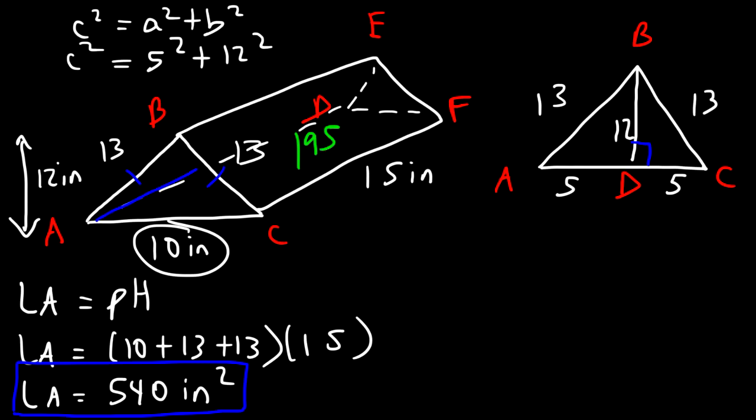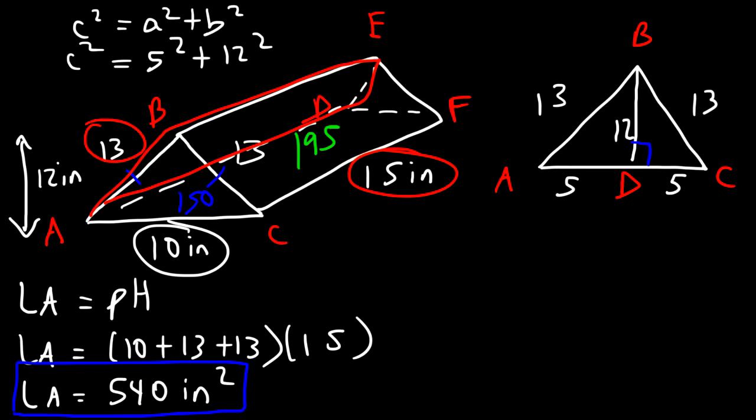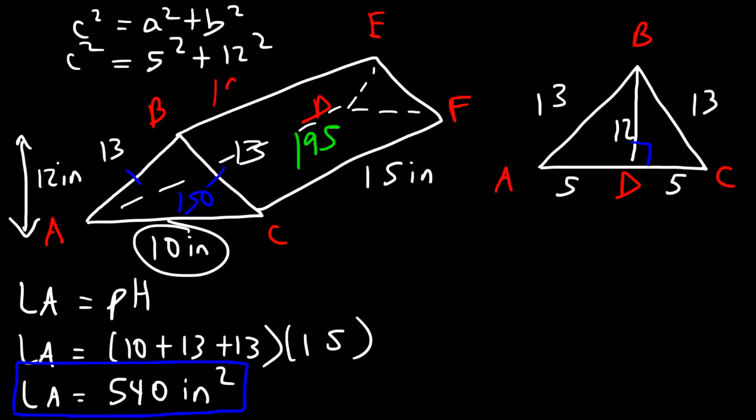Now for ADFC, we have a length of 15 and a width of 10. So 15 times 10, that's 150. And for surface ABED, we still have a length of 15, but basically width of 13. And 15 times 13, once again, is 195.